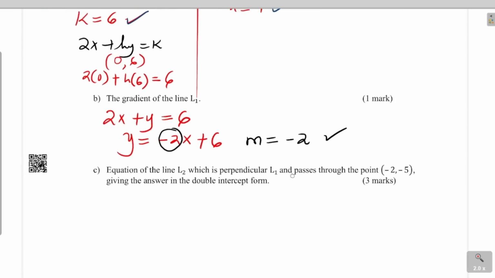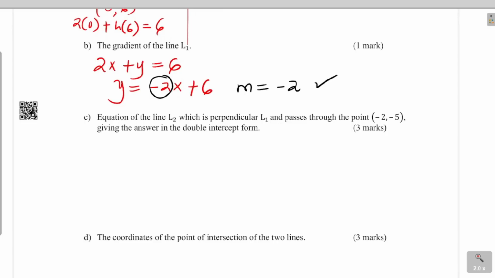We go to the next part, part C. Equation of L2, which is perpendicular to L1 and passes through (-2, -5), giving the answer in double intercept form. So the equation of L2, which is perpendicular to L1. Now, one important thing that is going to help you is the fact that if you have two lines that are perpendicular, already we have the gradient. We can call this gradient 1 of line 1. This is the gradient of line 1 as -2.